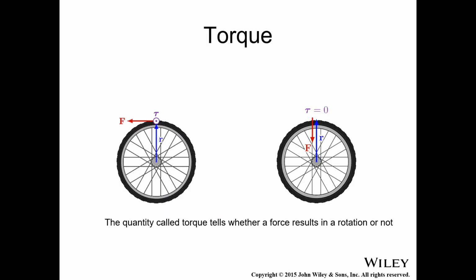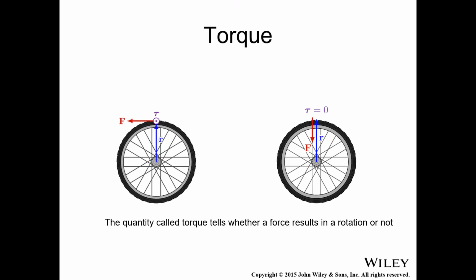What I will work on next is a new quantity called the torque. This is a quantity that will tell us whether a force is going to make a rotation or not. We have talked about rotational motion and its kinematics. Next, we study dynamics, which is the causes of rotation. What will cause a rotation? Will a force always cause a rotation or not?